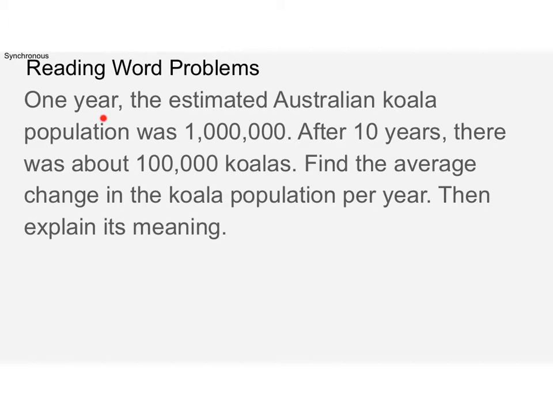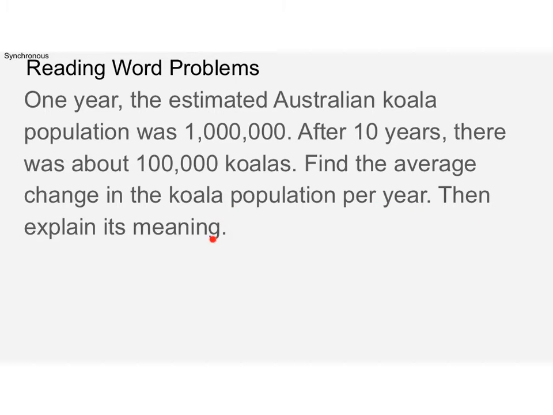One year, the estimated Australian koala population was 1 million. After 10 years, there was about 100,000 koalas. Find the average change in the koala population per year.